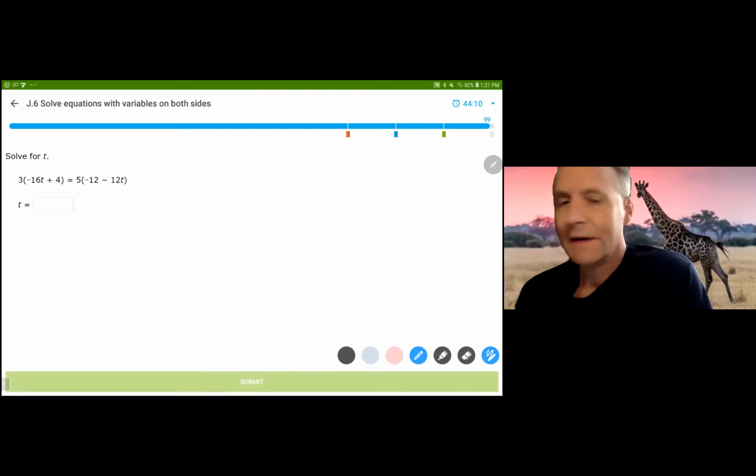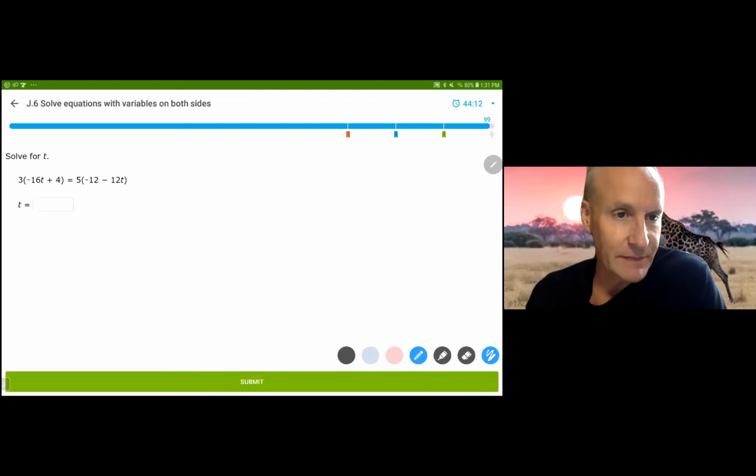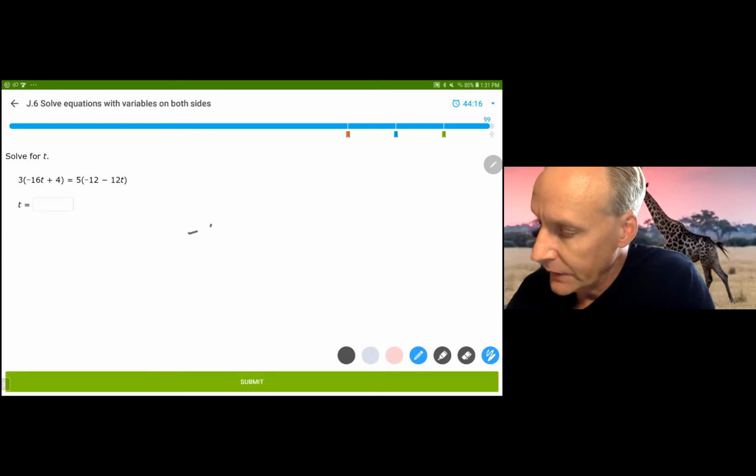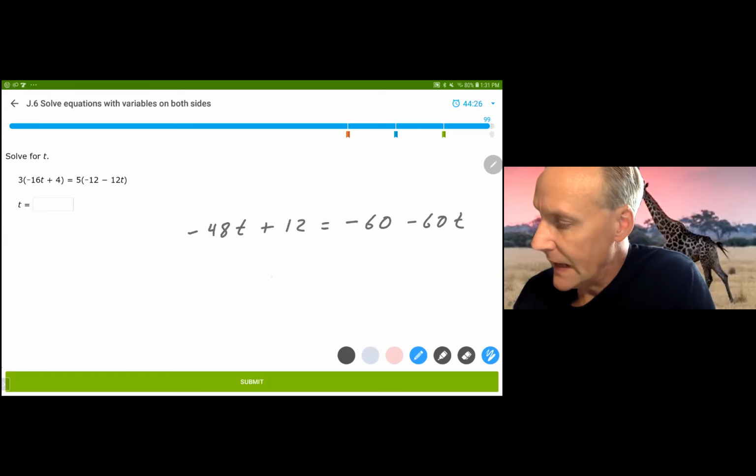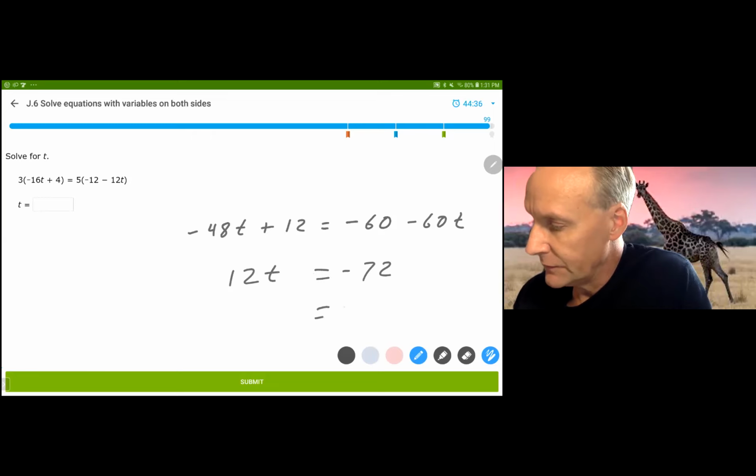One more. Now this is definitely my last one, so let's make it the best. I'm going to go ahead and distribute. I get negative 48t plus 12. I have negative 60 minus 60t. I'm going to go ahead and add 60t to both sides and get 12t. I'm going to go ahead and subtract 12 from both sides and get negative 72. And dividing by 12 gives me negative 6.